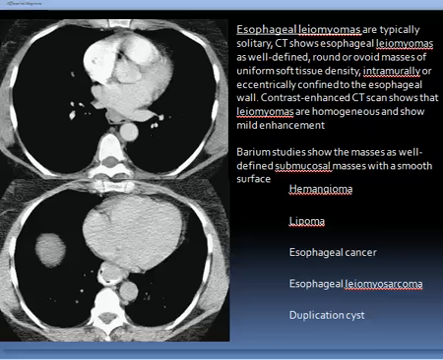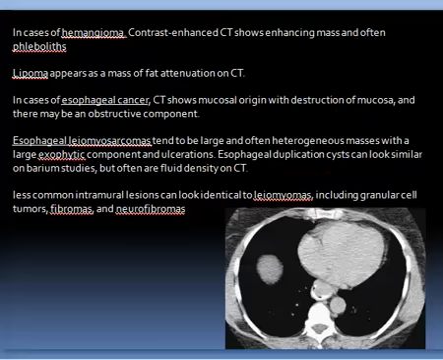Barium studies show the masses as well-defined submucosal lesions with a smooth surface, to be differentiated from other lesions such as the famous cancer and leiomyosarcoma, but rare conditions such as hemangioma, lipoma, and duplication cysts could also exist. In case of hemangioma, for example, contrast-enhanced scan shows an enhancing mass and often phleboliths. In case of lipoma, you know the fat attenuation on CT.